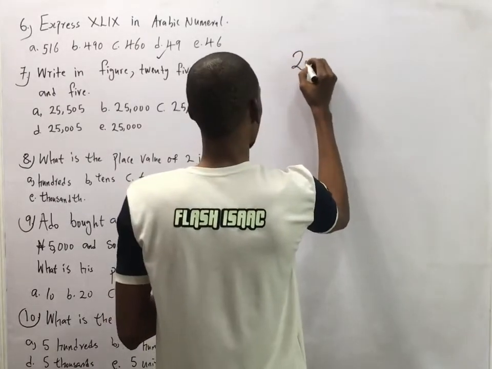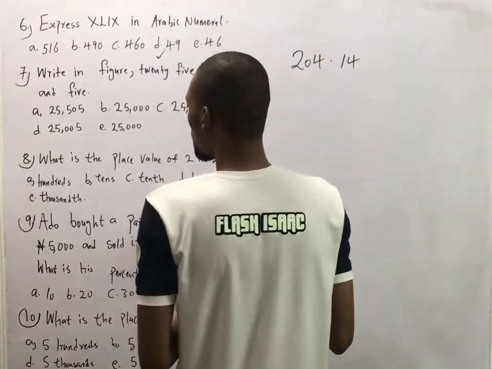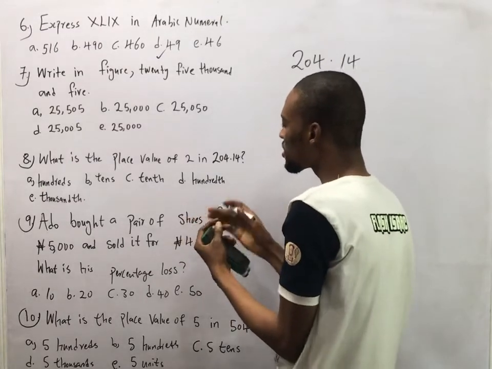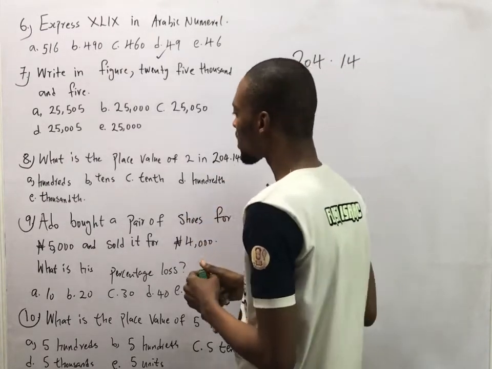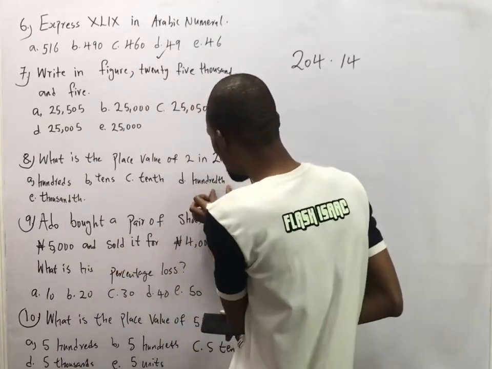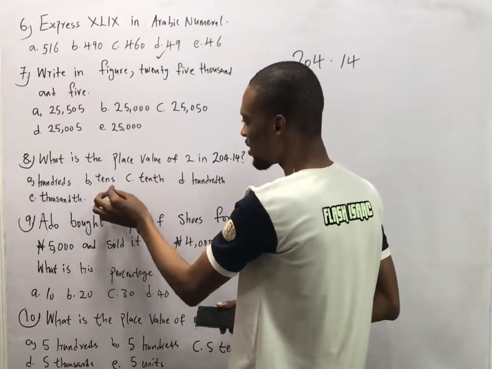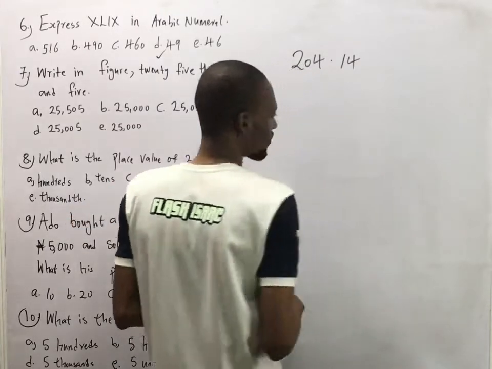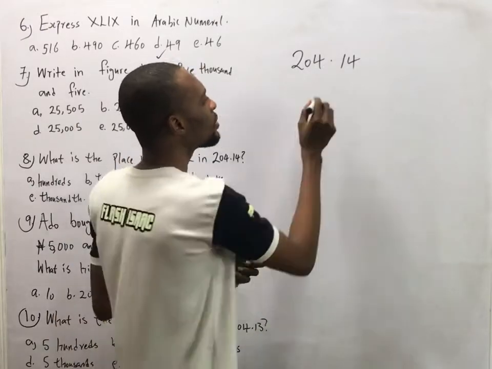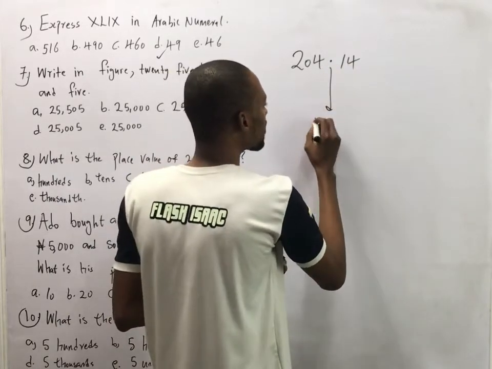204.14? A, hundreds, B, tens, C, tenth, D, hundredth, E, thousands. Now, take note of them. This is hundreds. This is in TH. This is in TH. This is in TH. This is S. Now, talking about place value, this is how you answer this kind of questions. In place value, this is a decimal number. So this means here is simply the decimal point.